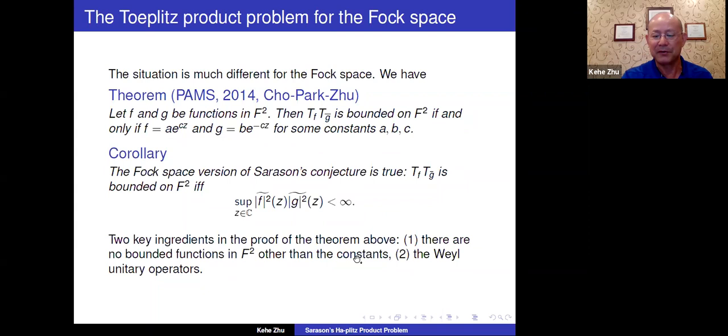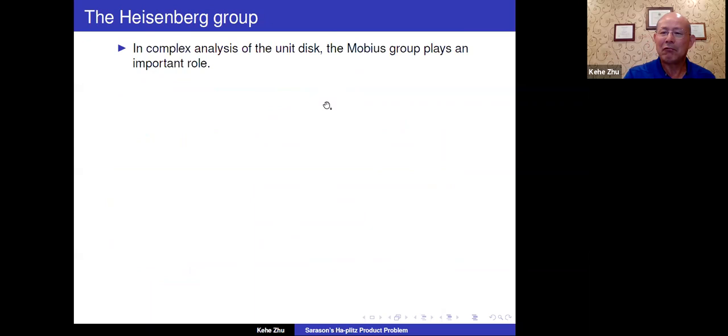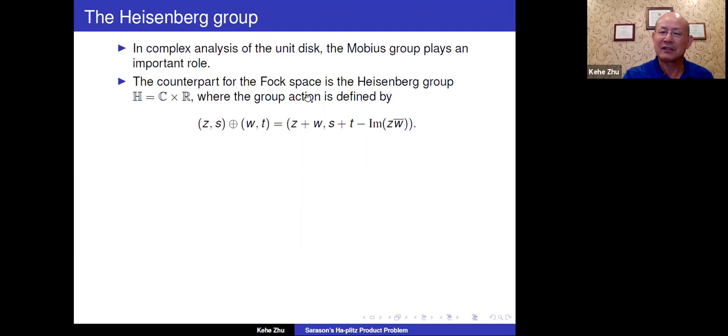Okay, I want to spend a few minutes on the Weyl operators. For people who are not too familiar with this kind of stuff, I realize that most of the audience probably are more comfortable with the unit disk. When you study complex analysis on the disk, of course, the Mobius group plays a very important role. And if you do complex analysis on the complex plane, a similar group exists. And that's the one-dimensional Heisenberg group.